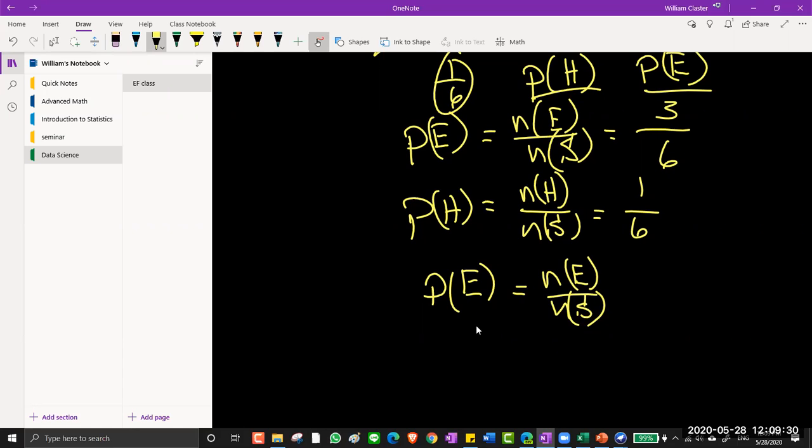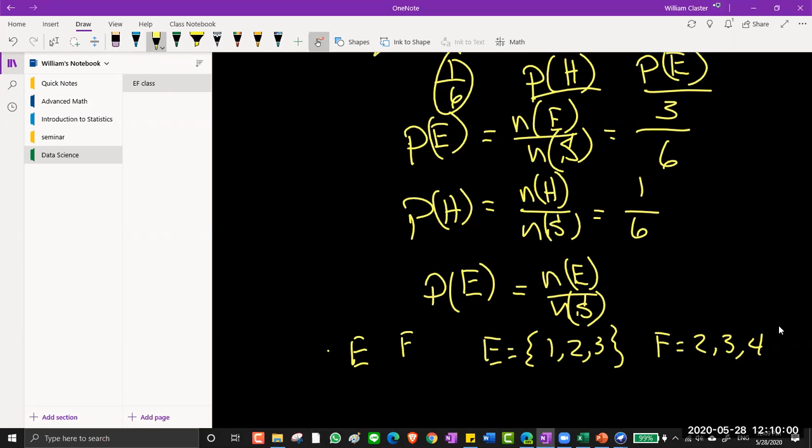Okay, now we can ask probability questions. And there are some rules, maybe you remember some of them. For example, if you have two events, E and F, let's say E is equal to 1, 2, 3. I'm talking about the experiment of a die, and F is equal to 2, 3, 4. You can talk about E union F because these are both sets. So E union F is equal to what?